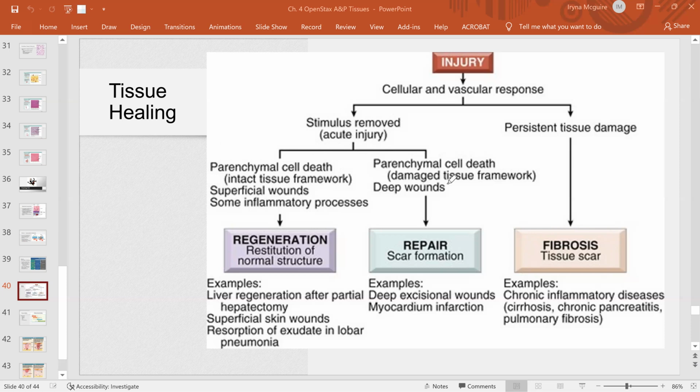Example of the damage, with the damage of the framework, will be your deep wounds. So here we have some inflammatory processes. Here we have a more severe inflammatory process. Now, if we have acute injury, we can still form a scar. So we will heal by scar formation, that we can call repair, or we can call fibrosis as well. We call it fibrosis because in this example, we form scar tissue.